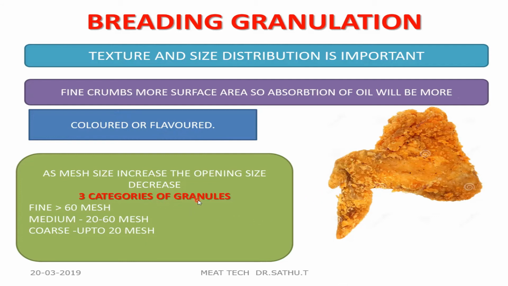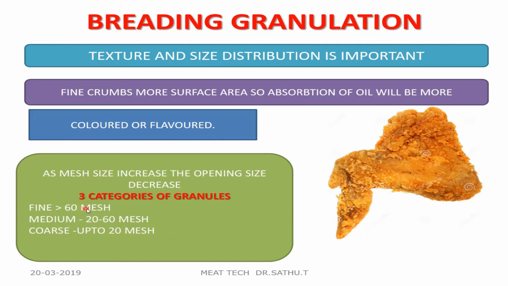So there are three categories of granules. That is categories of granules means the size of the breading materials. Okay. So how we put them into different categories is based on the mesh through which it can pass. Okay, fine means above 60. Here as the mesh size increases, the opening size decreases. I'll repeat, as the mesh size increases, the opening size decreases. So if the mesh size is more than 60, then we get fine. Then medium is 20 to 60 mesh, coarse up to 20 mesh.